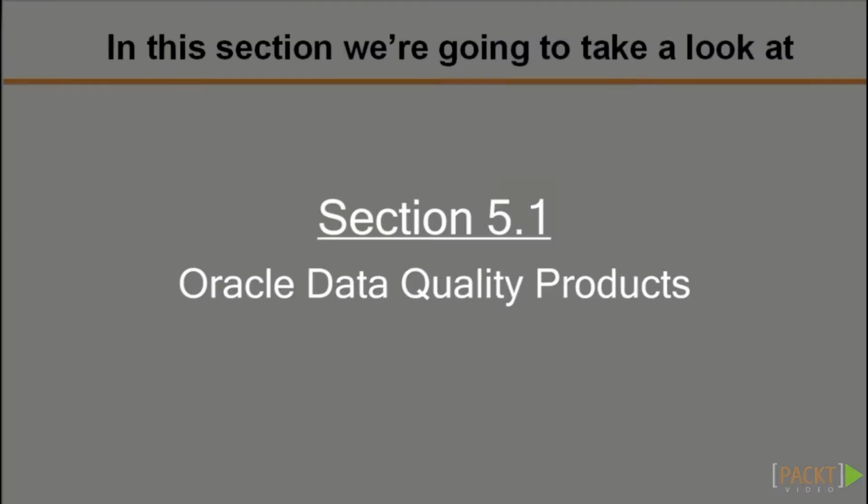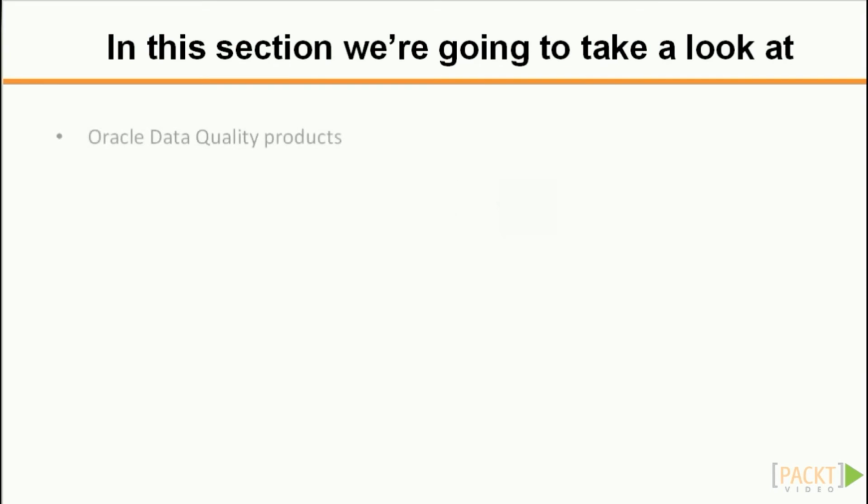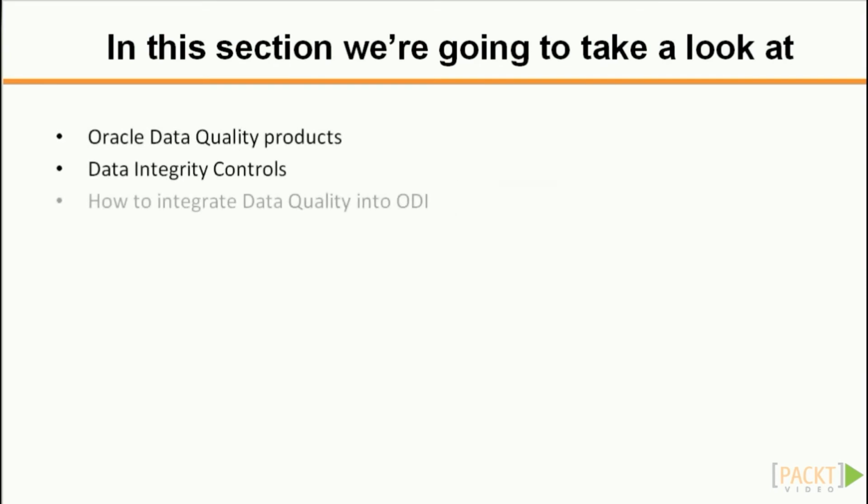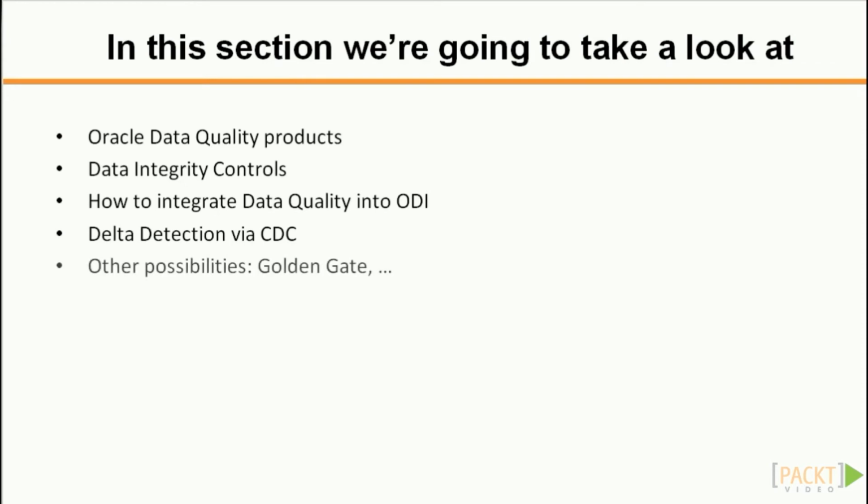This section 5 is about data quality and delta detection. We're going to take a look at Oracle data quality products, data integrity controls, how to integrate data quality into ODI, delta detection using CDC, change data capture, and other possibilities like Golden Gate.